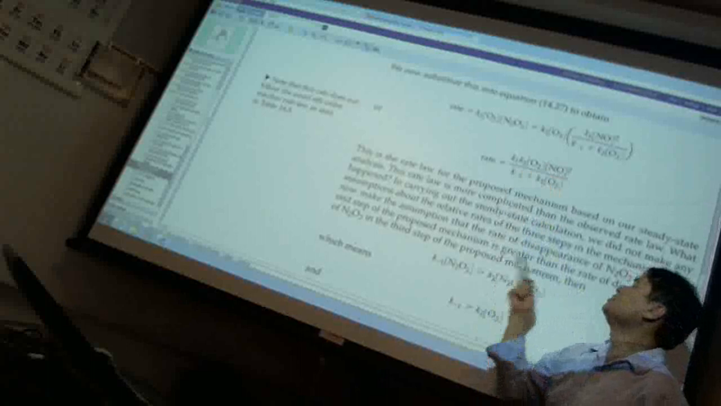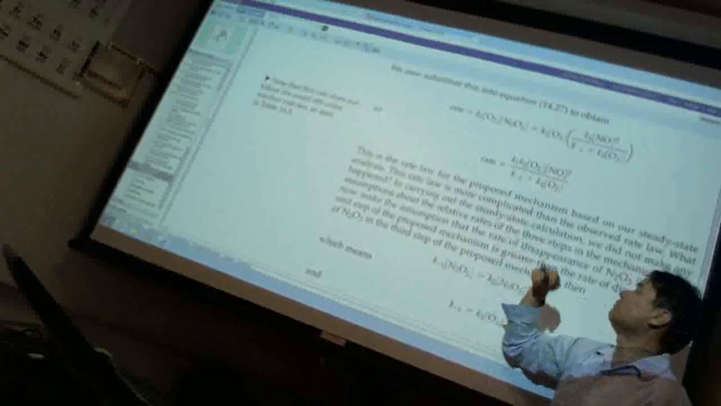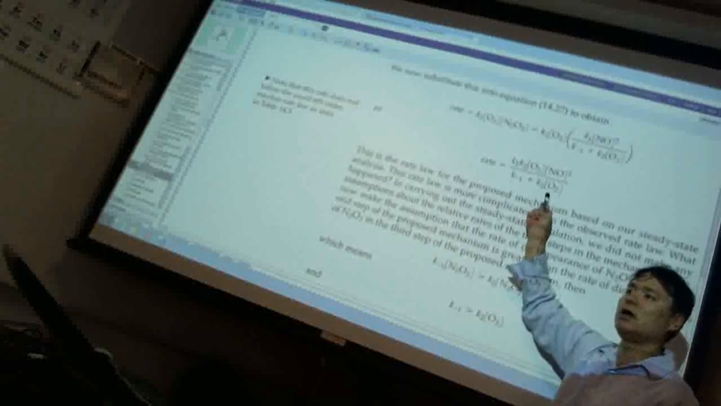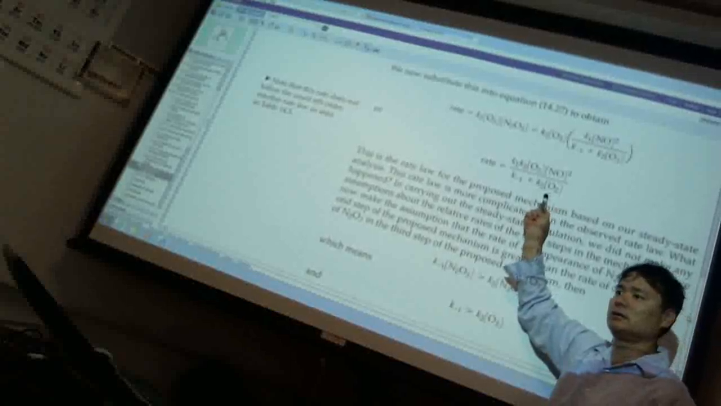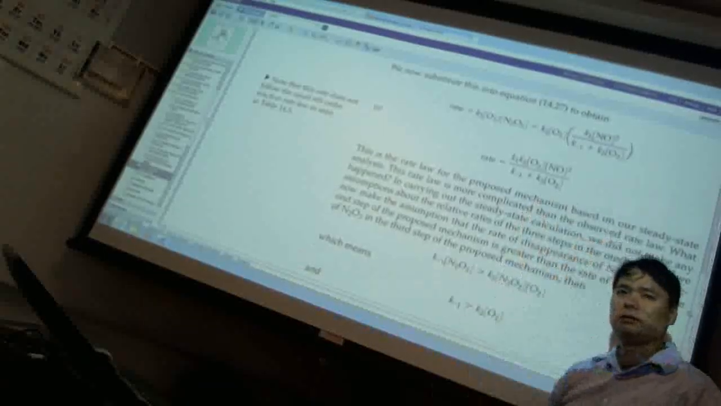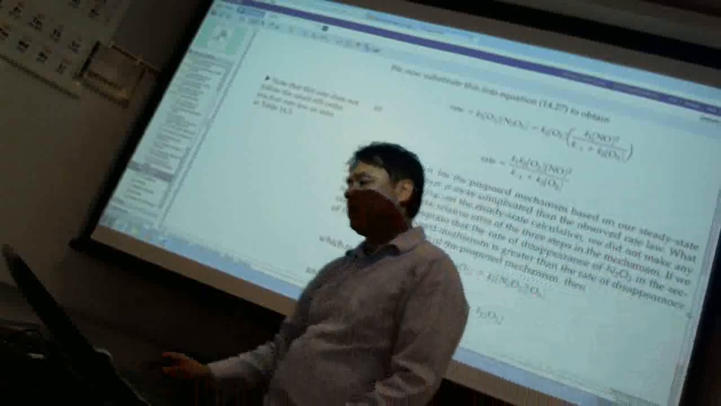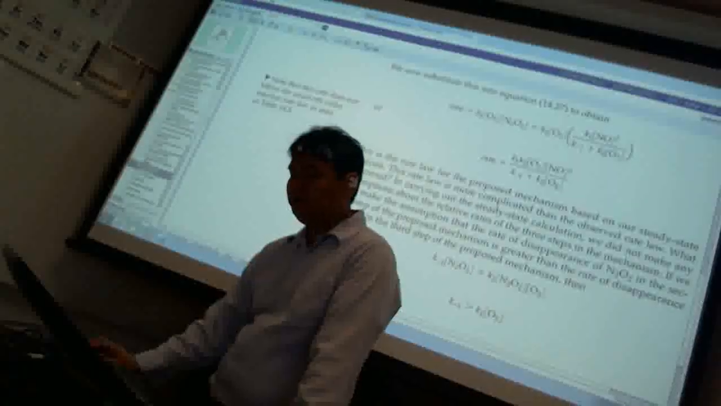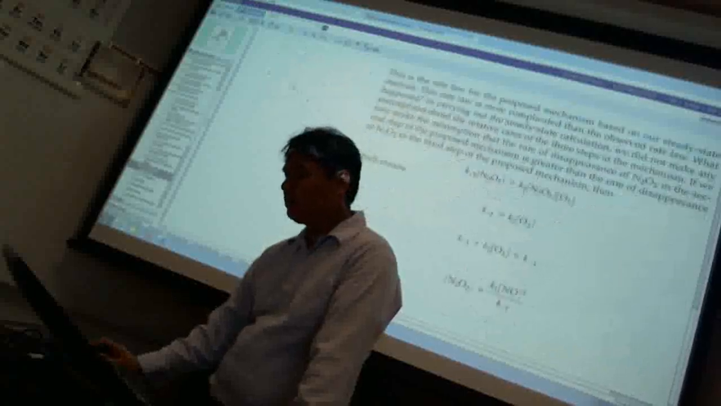Okay, but if K2 is big, then we don't want to use the fast reversible. We want to use this, the steady state, to compensate for the loss, the leakage on the balloon. Does that make sense, or do you want me to write it out? It makes sense? Okay, then let's take a look at an application of this next.